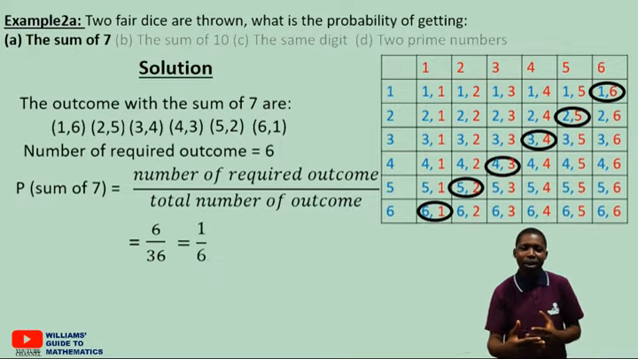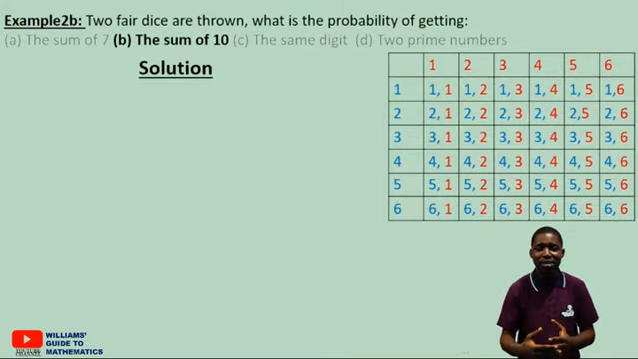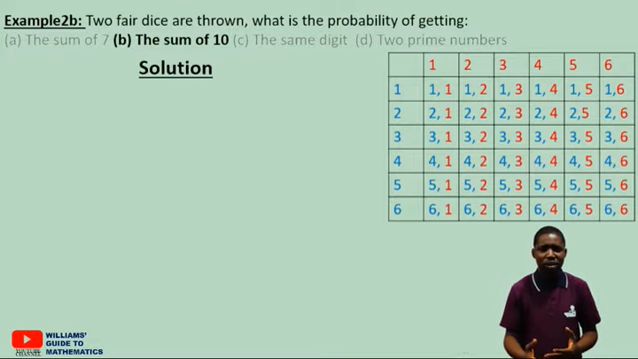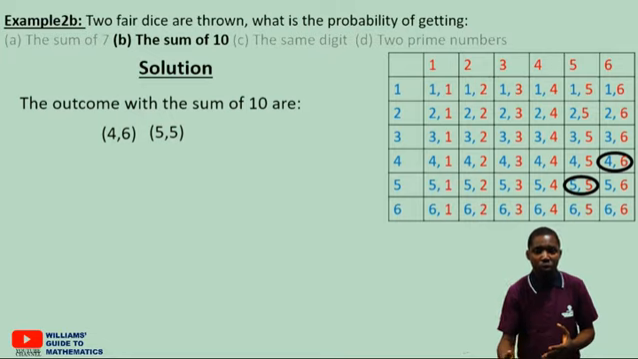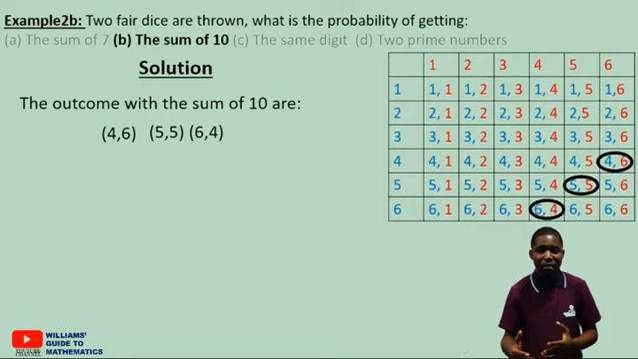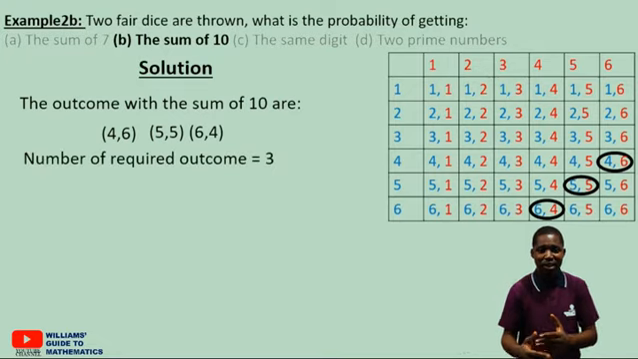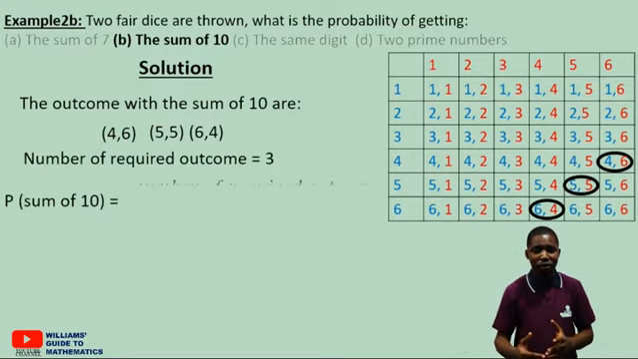So also, I can be asked to get the probability of getting a sum of 10. What are the outcomes that will give me 10? I can have 4 6, I can have 5 5, and I can have 6 4. They will give me 10. That is 3 over 36, which is 1 over 12.